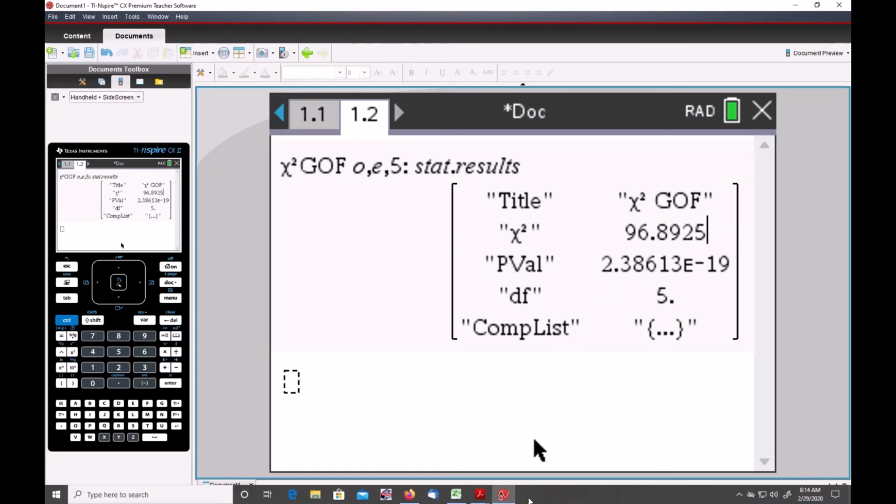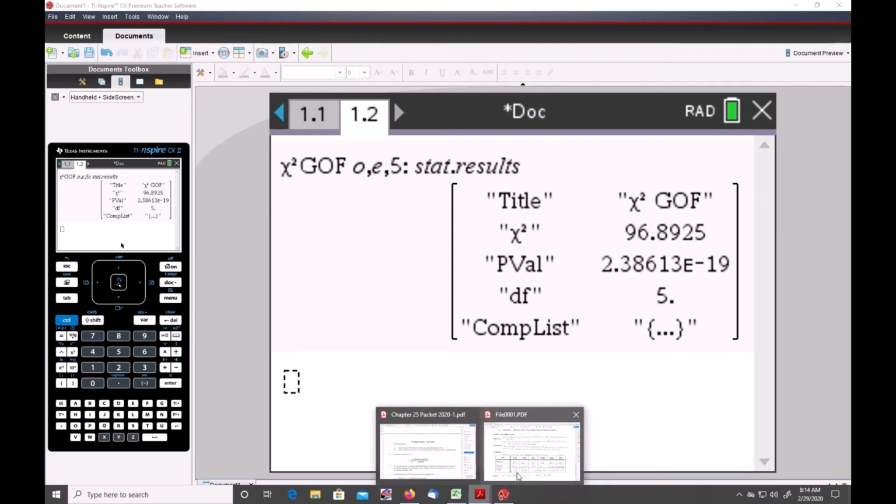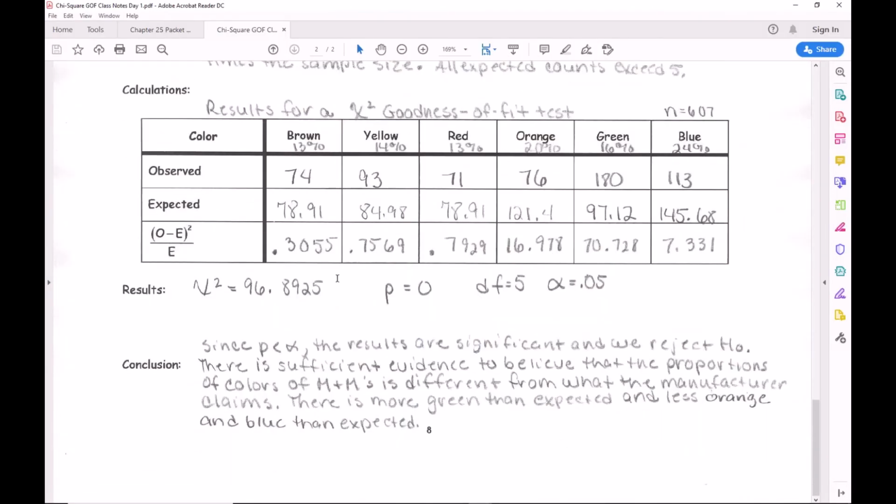All right, so let's copy this down. See that? So here's your chi-square number. P is about 0, 5 degrees of freedom, and we picked an alpha value, just to make it more comfortable.